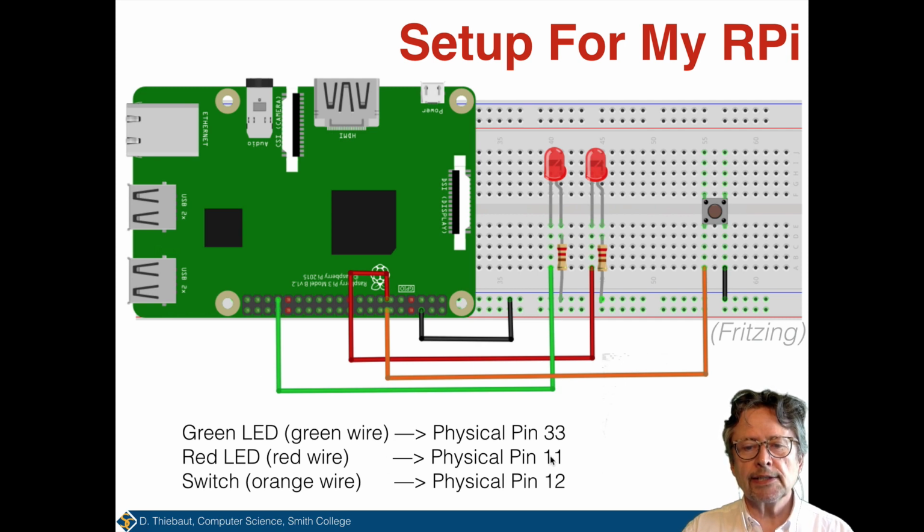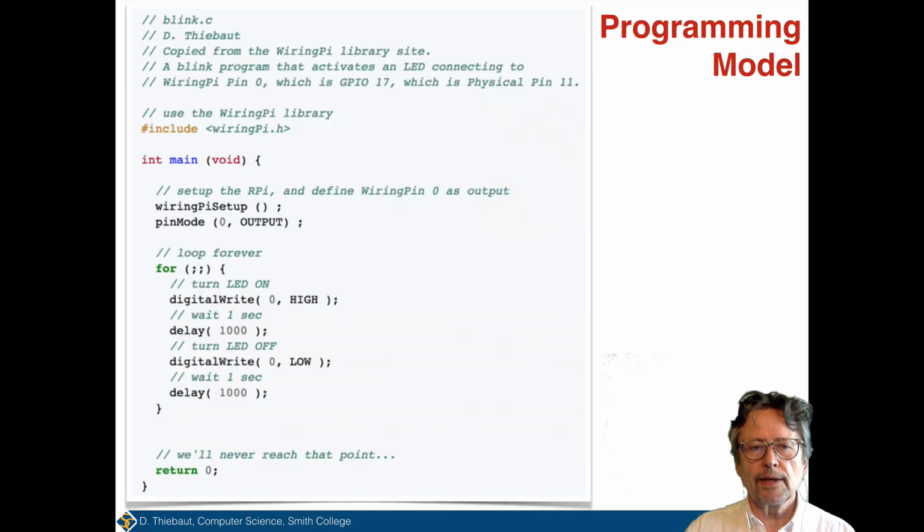The red LED is connected to this physical pin 11, right here. And the switch, right here, one side is connected to ground, so this is ground, and the other side, orange, is connected to pin 12. So 11 and 12 are facing each other, right here. So that's the programming model.